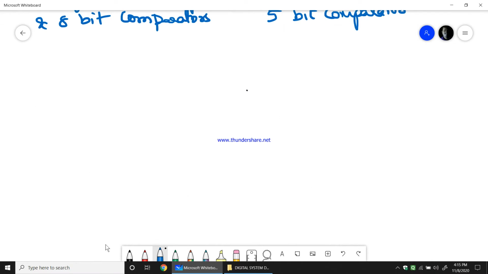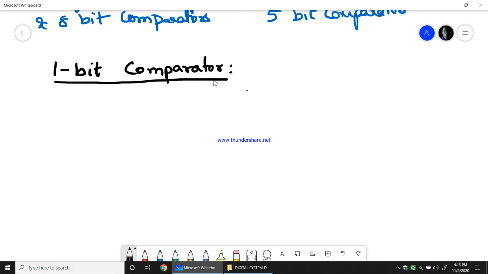Now let us go into the first topic in comparators. Let us see how to design a 1-bit comparator. A 1-bit comparator will always have only one A input and one B input, and you will have three outputs: A less than B, A greater than B, and A equals B.